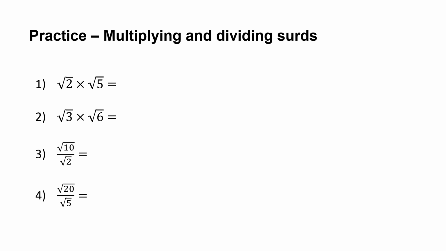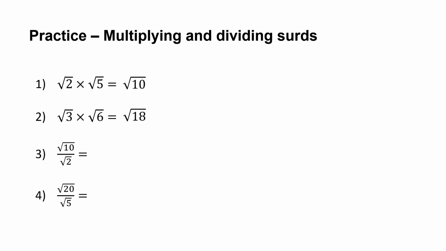So hopefully you found that okay. So let's jump into the first one. We have root 2 times root 5. So using our rule, this is going to be equal to root 2 times 5, which is going to be root 10. Next, we have root 3 times root 6. So this is going to be root 3 times 6, which will be root 18.